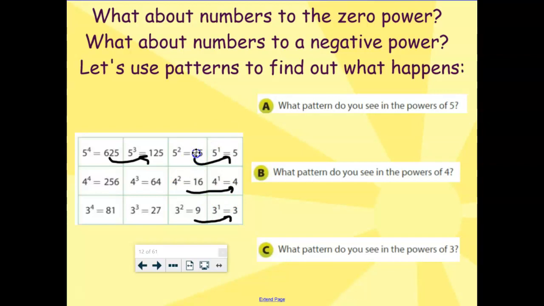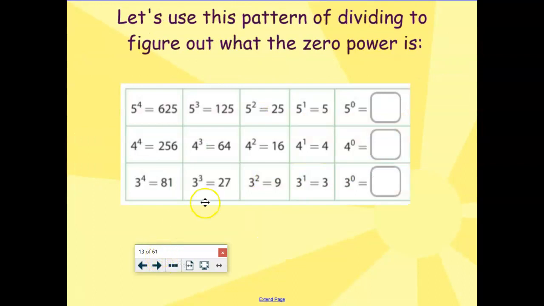Hopefully you can see that up here we're dividing by 5. 25 divided by 5 is 5. Here we're dividing by 4. Here we're dividing by 3. Let's see if that pattern rules for the whole thing. This divided by 5 is actually that, and dividing by 5 is that. Here we're dividing by 4, dividing by 4, dividing by 4, dividing by 3, dividing by 3, dividing by 3. So let's keep it rolling.